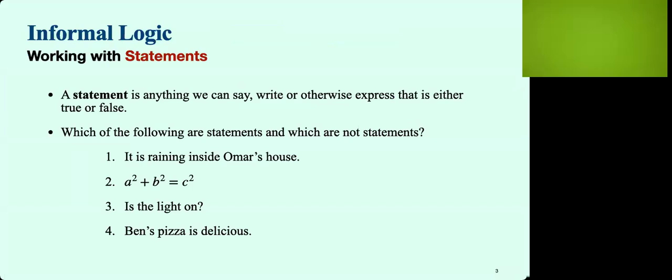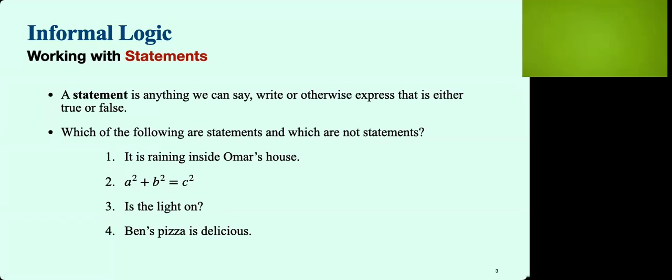All right, so the first word I want to define is the word statement. A statement is anything we can say, write, or otherwise express that is either true or false. And so I have a list of 4 items, and I want us to walk through and determine which are statements and which are not statements. So the first one is, it is raining inside Omar's house. That is a statement. It is either true or false that it is raining inside Omar's house. And for Omar's sake, I kind of hope that that statement is false. I don't want it to be raining inside his house.